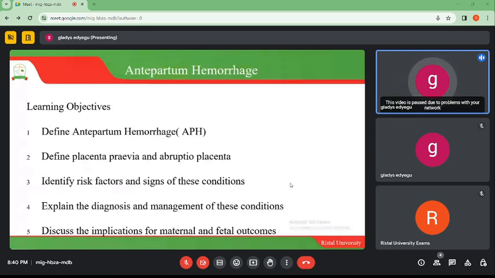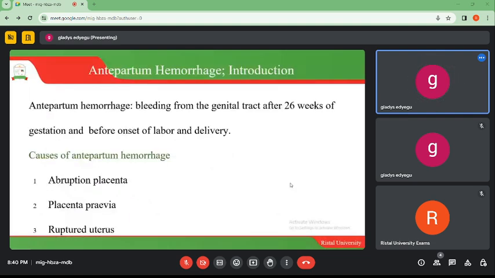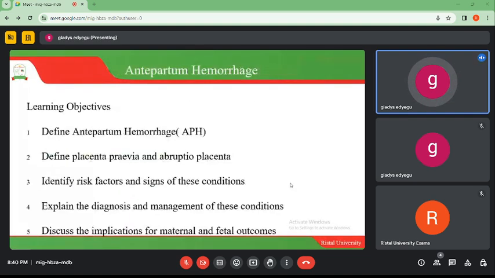And the topic of today is antepartum hemorrhage. So our learning objectives for today are to define antepartum hemorrhage, define placenta previa and abruptio placentae, identify the risk factors and signs of these conditions, then explain the diagnosis and management of these conditions, and lastly, discuss the implications for maternal and fetal outcomes.